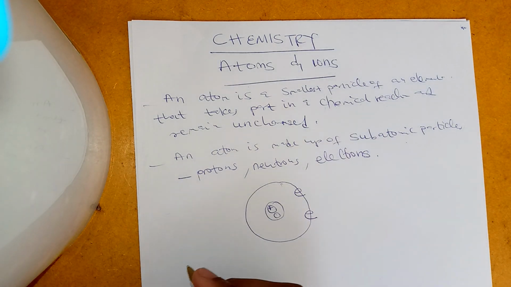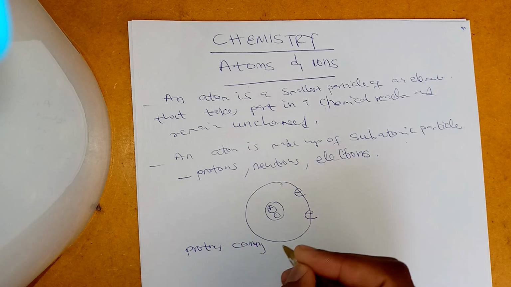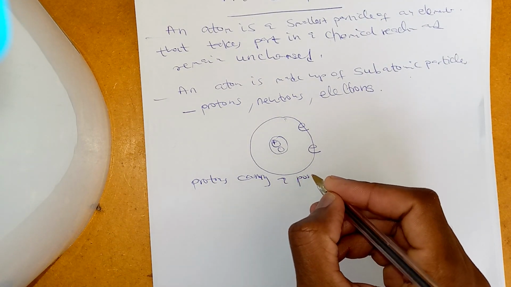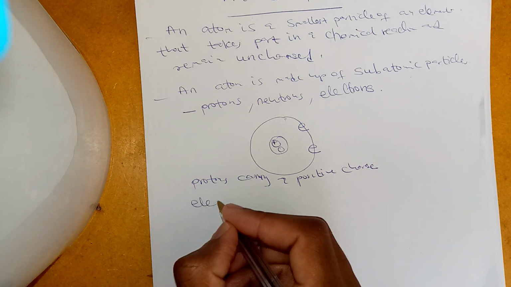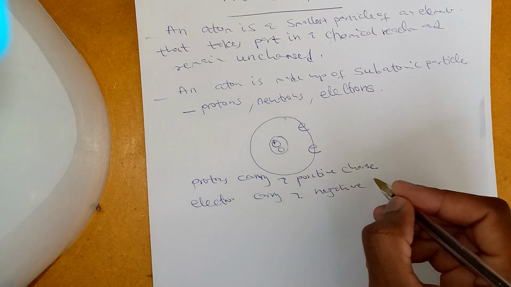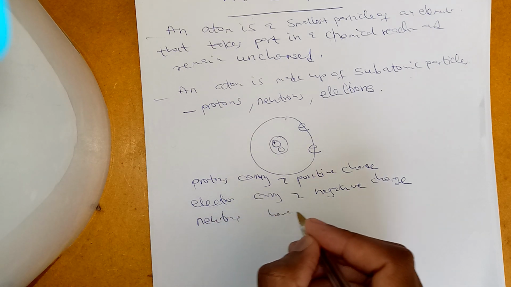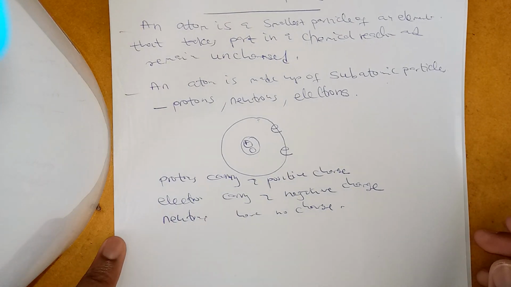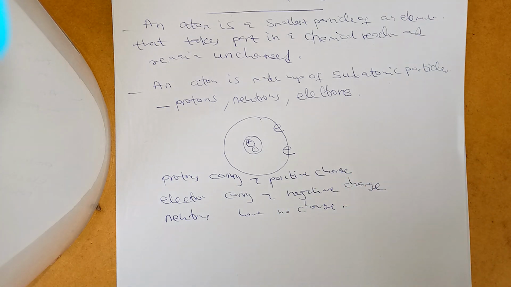Now we have to understand that these protons carry a positive charge. Then electrons carry a negative charge, while the neutrons have no charge. Neutrons, from the word neutral: when something is neutral, in terms of the atom, it's neither positive nor negative.